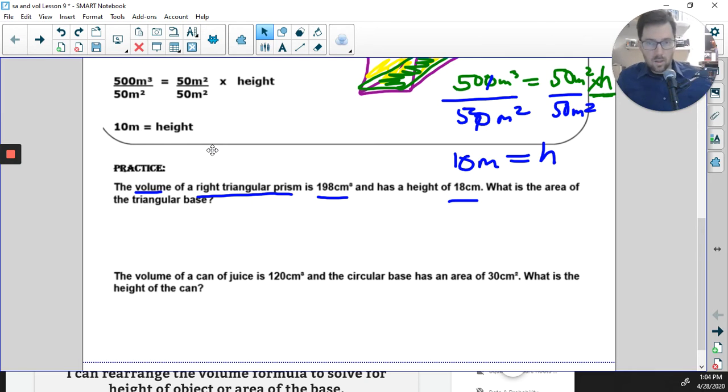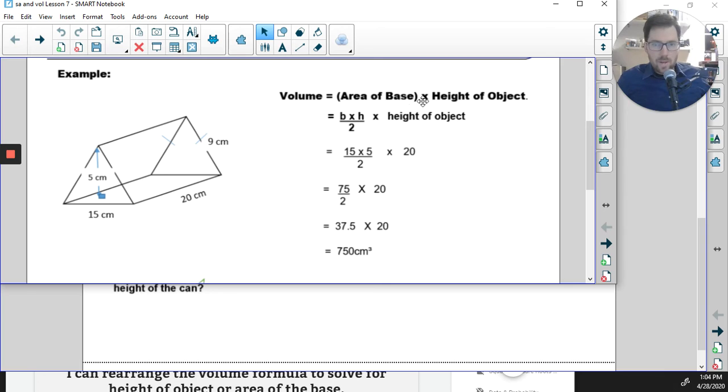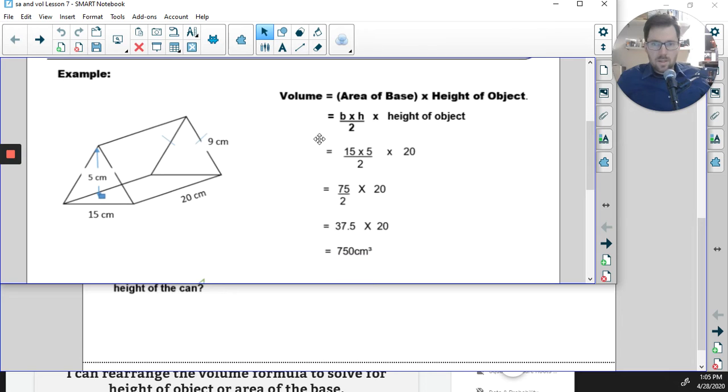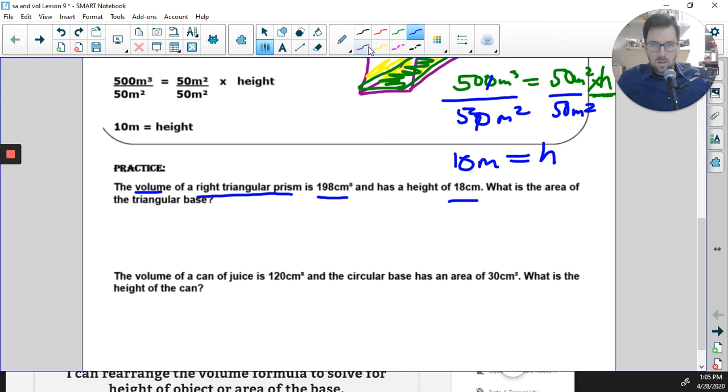Okay, so let's take a look back at our notes from before. So we've got the area of the base in a triangular prism is base times height divided by 2. Okay, so let's just remember that. Let's just jot this down in here, so if we need it, we've got it, okay? Base times height divided by 2. Okay, let's put that in there.